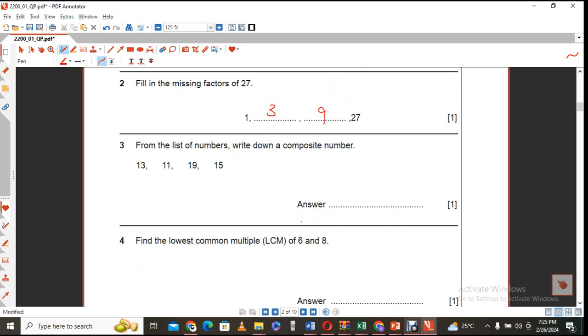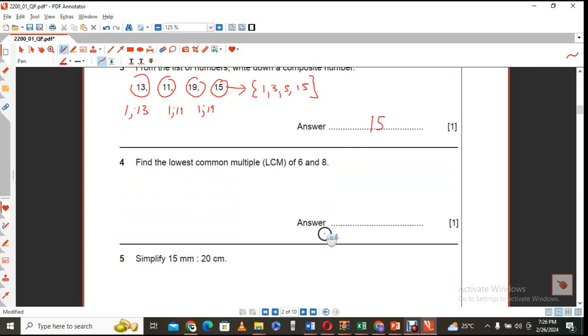They say a composite number is a number that has more than two factors. This is a prime number. Only 1 and 13 go into this number. This is a prime number. 1 and 13, I mean 1 and 11. This one is 1 and 11. This one is also a prime number. Only 1 and 19 go there. So the only number that is composite will be 15, because 1 goes there, 3 goes there, 5 goes there, and 15. Can you see more than two factors? So the composite number is 15.